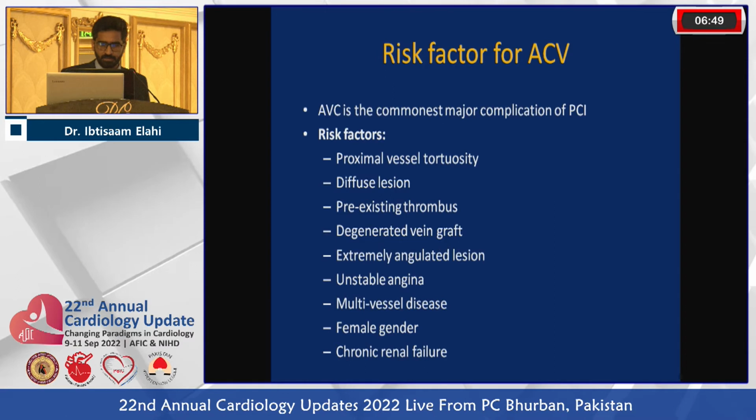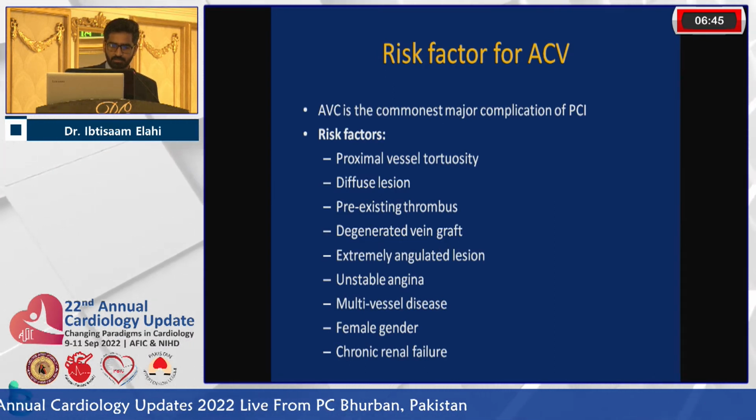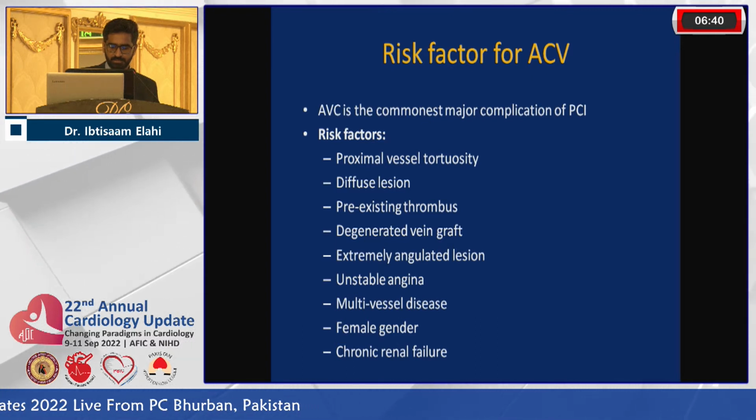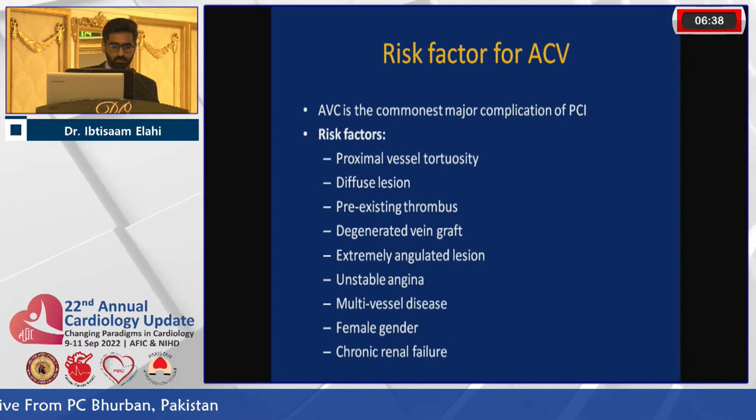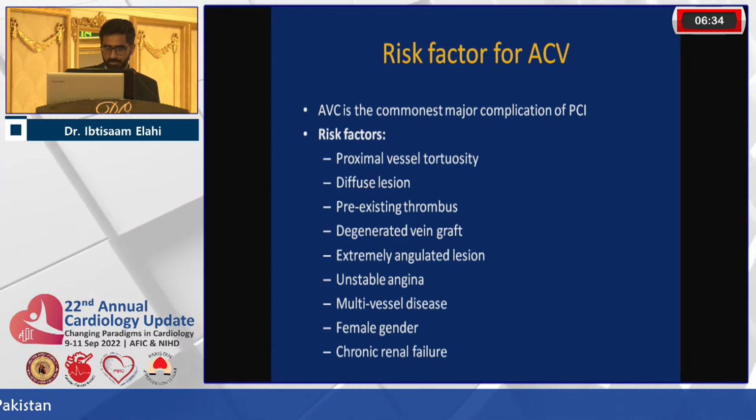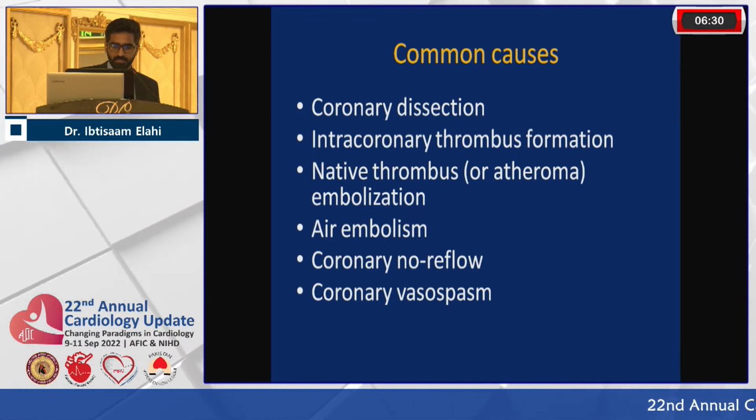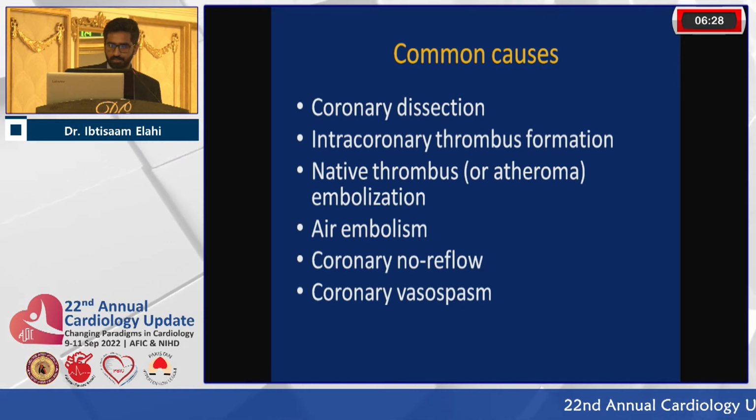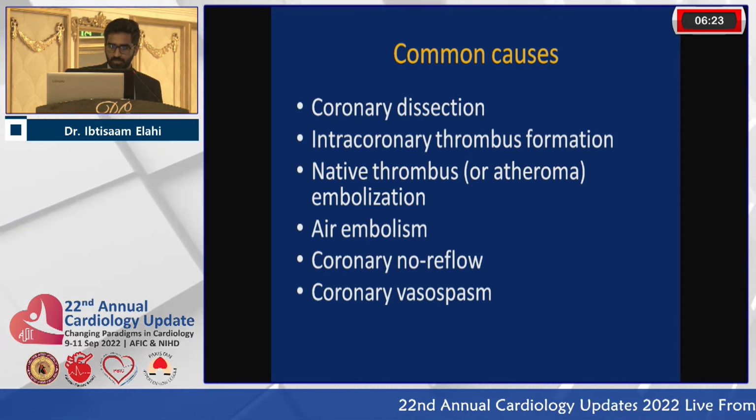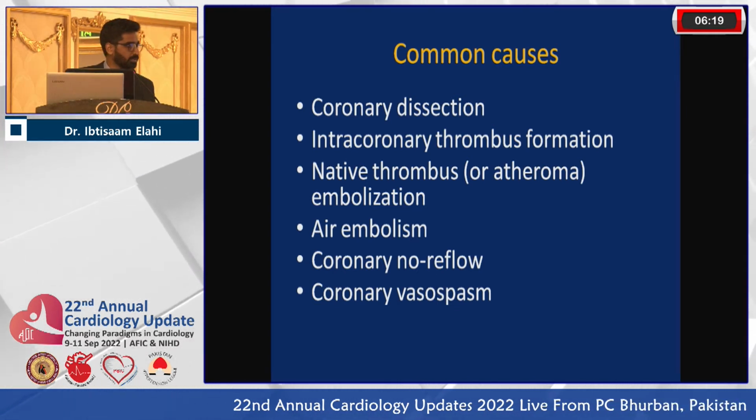These are the risk factors for abrupt vessel closure. Commonest are proximal vessel tortuosity, diffuse lesions, pre-existing thrombus, degenerated vein graft, extremely angulated lesions, unstable angina, multivessel disease, female gender, and chronic renal failure. Common causes are coronary dissection, intracoronary thrombus formation, native thrombus, atheroma embolization, air embolism, coronary no reflow and coronary vasospasm.